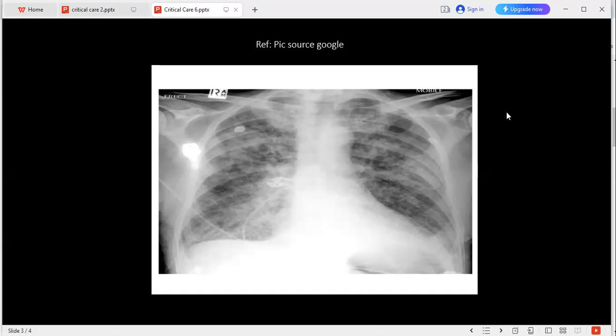The cardiac shadow is normal, not a cardiomegaly. There is an increase in bronchovascular markings. And what about the exposure? The exposure is adequate. The ribs are visible.